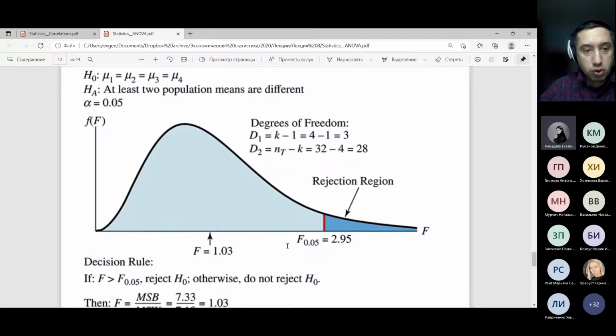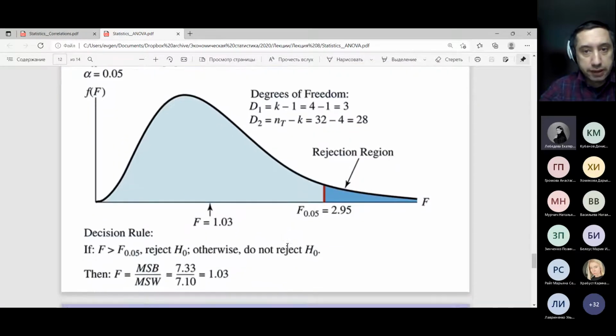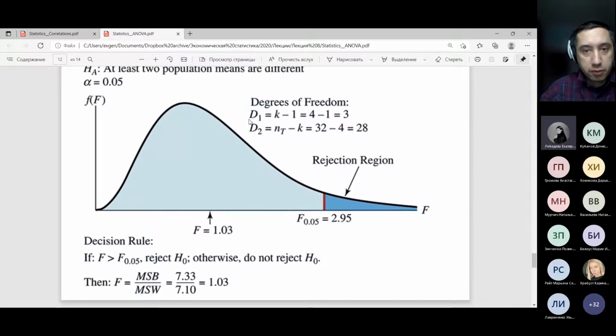And if we draw a picture, the logic looks like this. We have to identify 2 degrees of freedom, right? We have 4 factors, 4 shops, 4 store locations, so k minus 1, 4 minus 1 is 3, and n is the total sample size, so 32 minus 4 is 28.